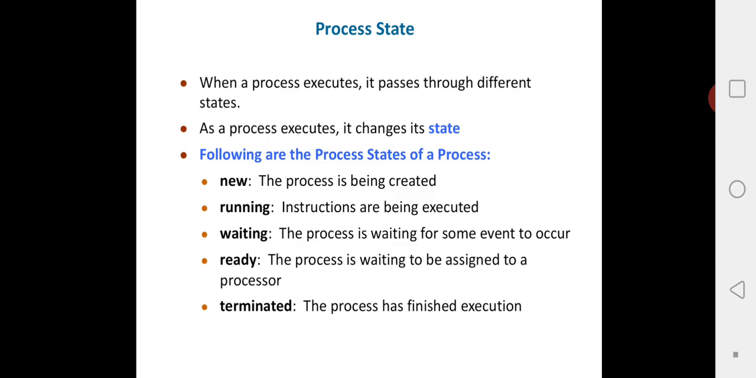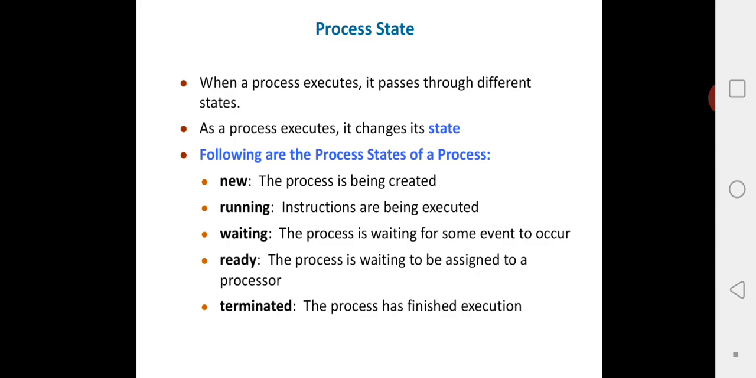Next is a very important concept that is known as process state. Whenever you are executing a process, it goes through n number of states, and that forms a process state. So a process has the following states.